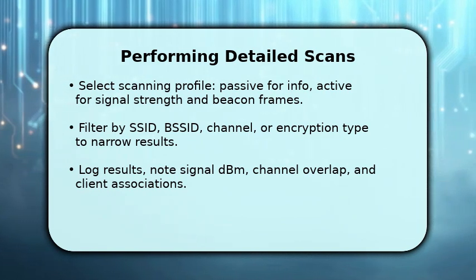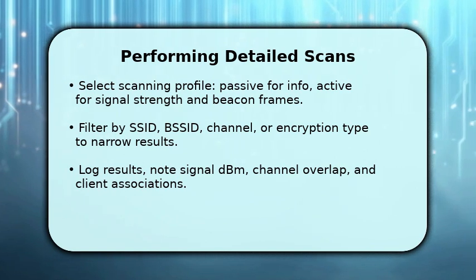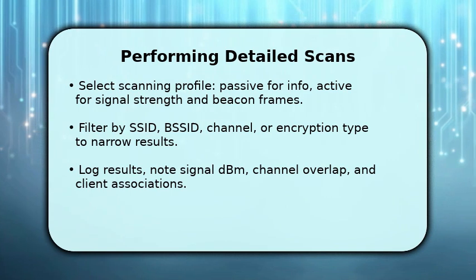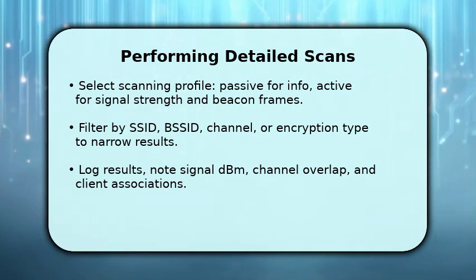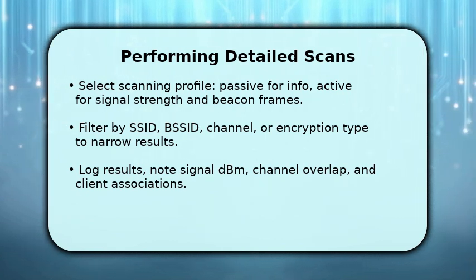Next, apply filters, SSID, BSSID, channel number, or encryption type to focus on specific hotspots. While the scan runs, log signal strength in dBm, channel overlap, and client associations. This helps you map interference and prioritize which hotspot to evaluate further.